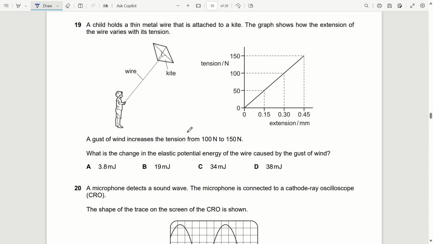Gust of wind increases tension from 100 to 150. What is the change in the elastic potential energy? We know that change in elastic potential energy will be equal to work done, and work done is equal to area under graph.